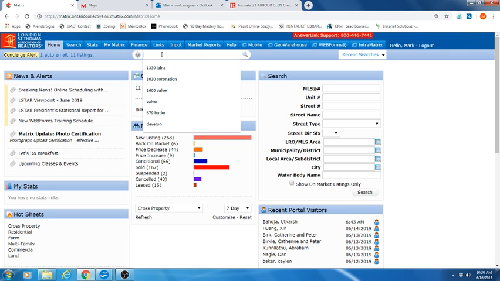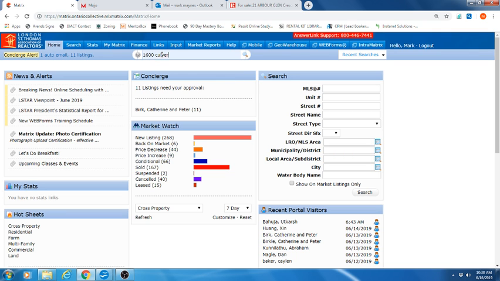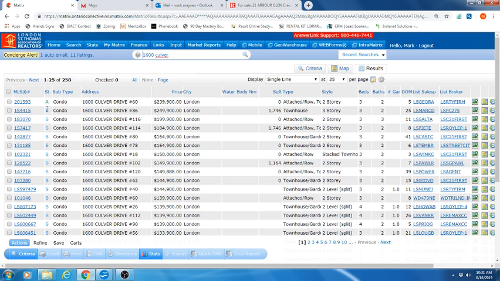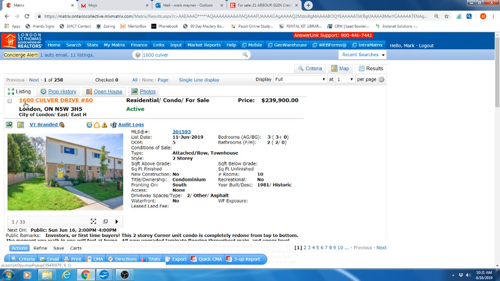The first thing I'm going to do is look up the complex that we are doing a comparable in. So it's 1600 Culver. The reason I'm doing this, as you can see, 1600 Culver, I'm just going to click on the MLS. This is in East H, as you can see up here.